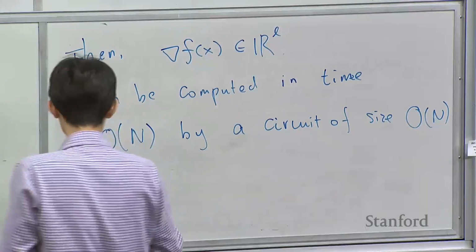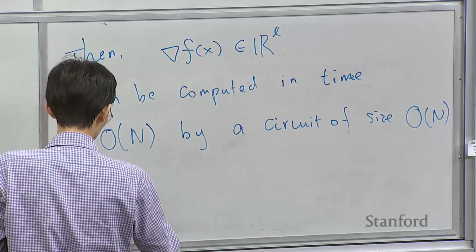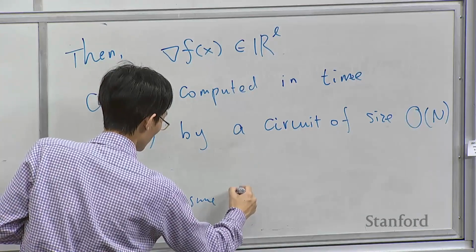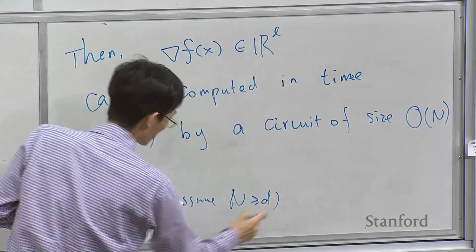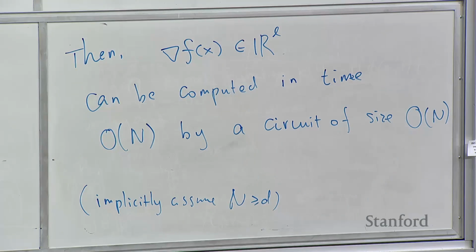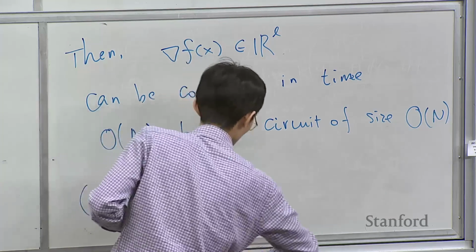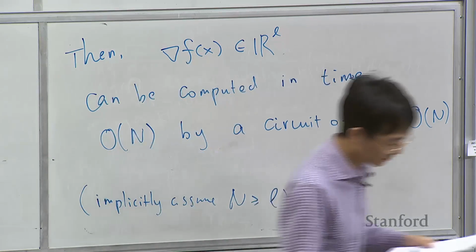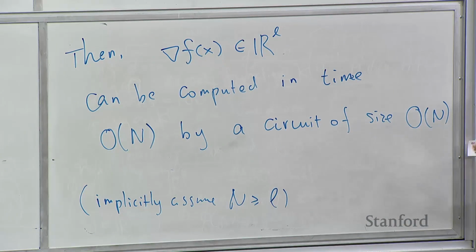And here I have an implicit assumption, assuming n is bigger than L. Because if you have a circuit, most circuits should read all the inputs, right? So you probably need at least n L time to read all the inputs. So that's why I'm assuming n is bigger than L. If n is not bigger than L, then this has to be slightly changed, but the message doesn't change.